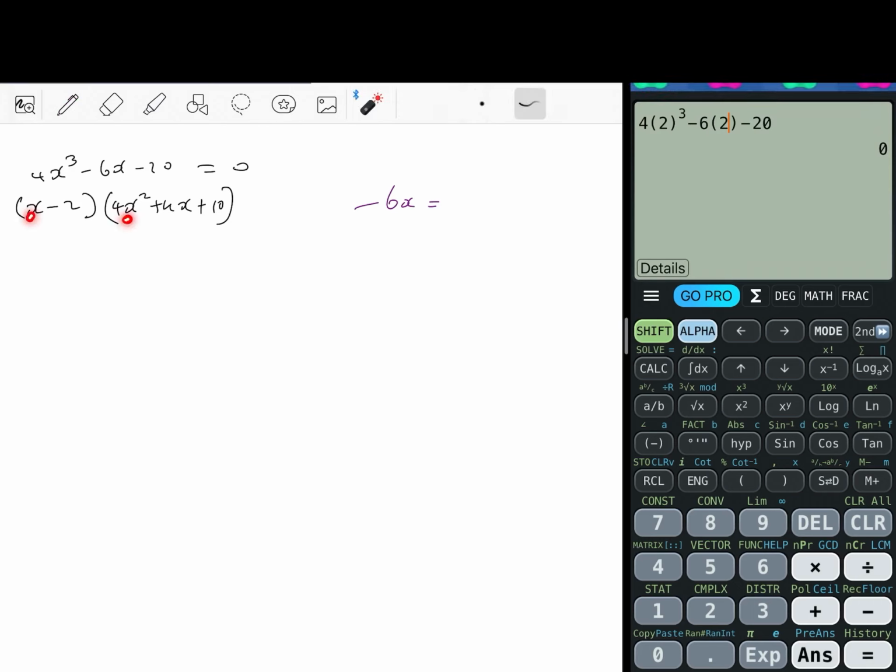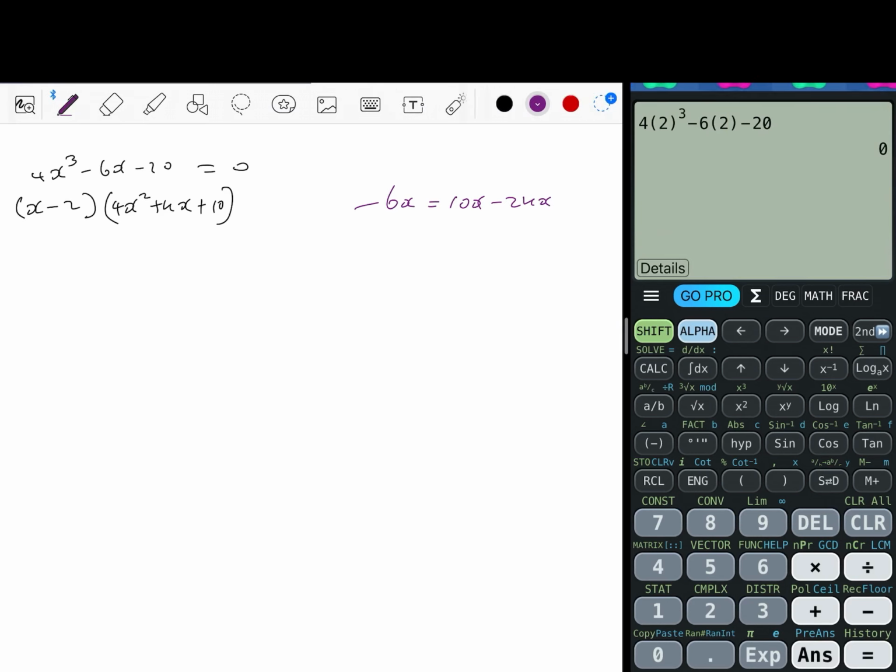So x times this is 4x squared, so we don't take it. x times kx is kx squared, so we don't take it. x times 10 is going to be 10x, so we take that one. So say 10x, we're using a different color. Negative 2 times this, we don't take it because it's going to be negative 8x squared. Negative 2 times kx, we take it because it's going to be negative 2kx. It's all x's. Negative 2 times 10, we don't take it because it's just negative 20.